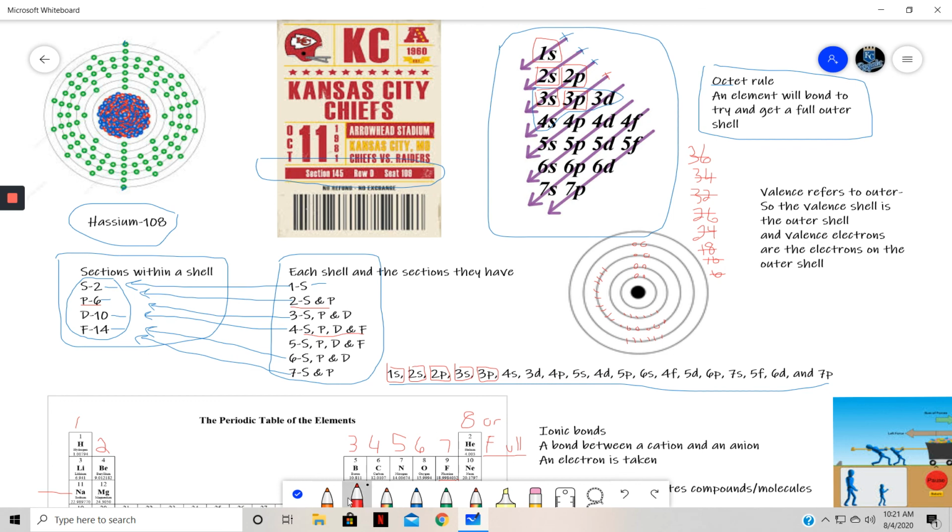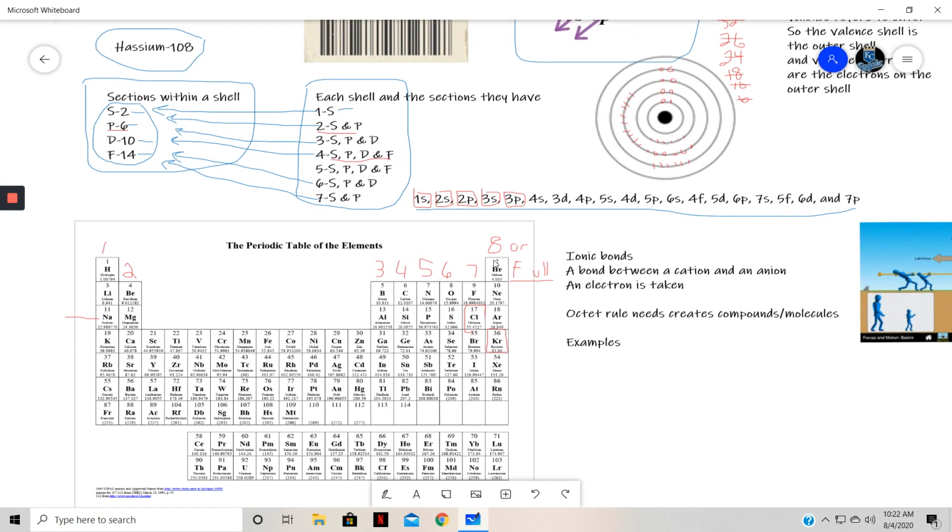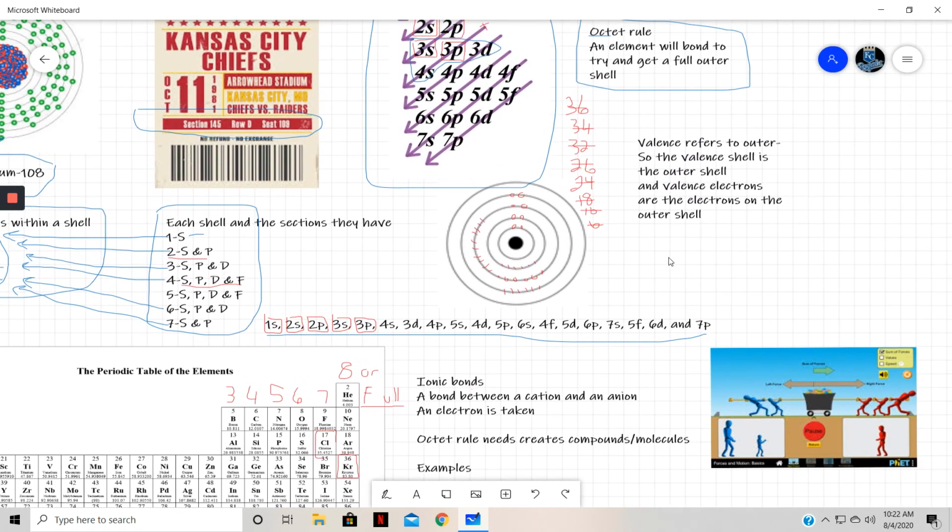But that's also why Krypton is in this last row. Because when you're in this last row, it should be these 1, 2, 3, 4, 5, 6 elements, your outer shell is considered full, or your valence shell is considered full. And you may be saying, what valence? What are you talking about there?